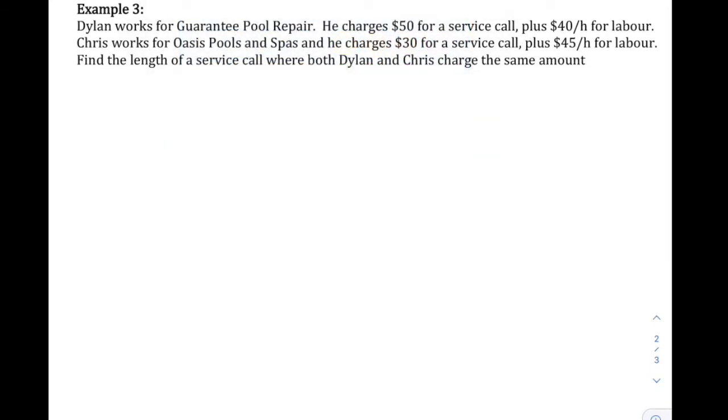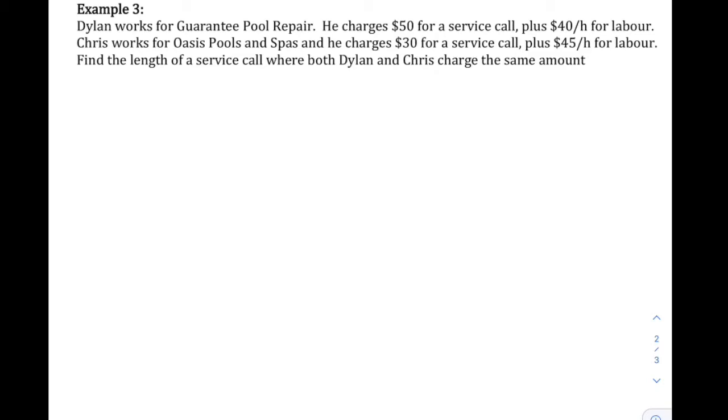All right, we'll start looking at some word problems here. This one says Dylan works for a guaranteed pool repair. He charges $50 for a service call plus $40 for every hour that he works. Chris works for Oasis Pools and Spas and he charges $30 for the service call plus $45 for every hour that he works. Find the length of the service call where both charge the same amount. So I want to know for how many hours they both work will they charge the exact same amount?